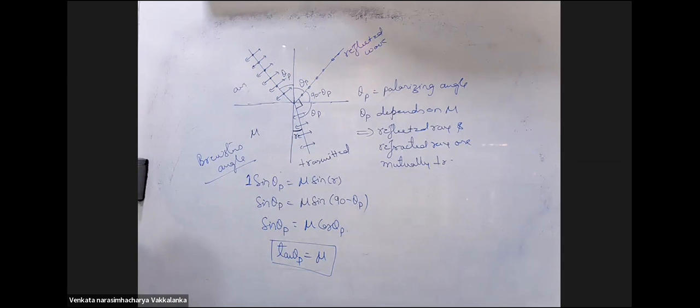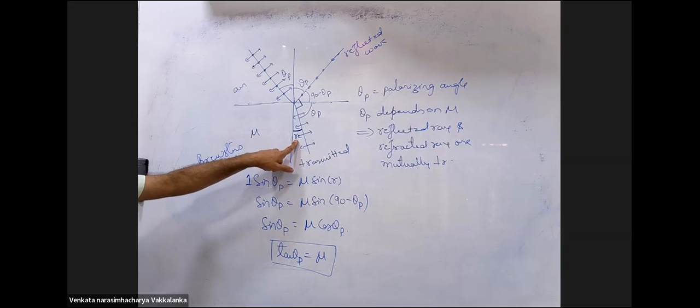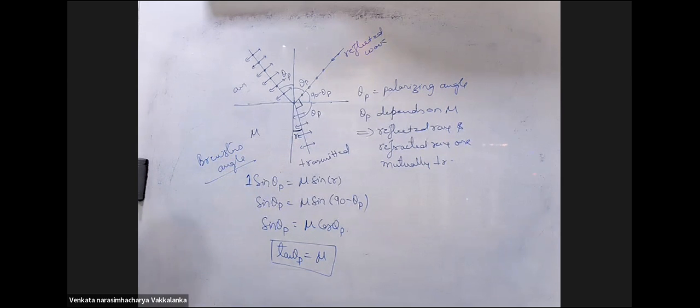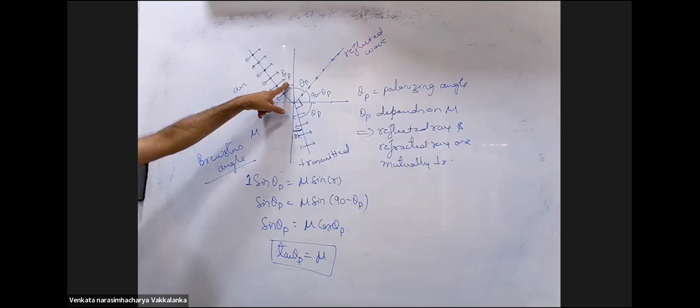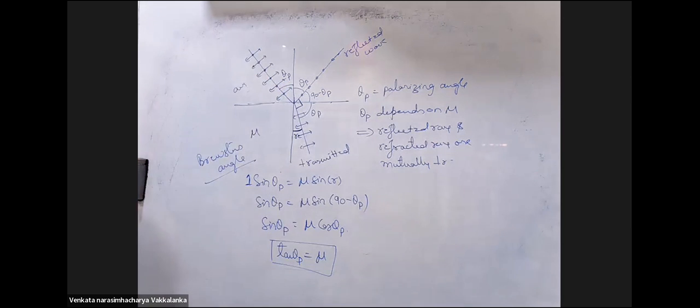Sir, here R is the Brewster's angle, right? R is the angle of refraction. Sir, so what is Brewster's angle? Brewster's angle is theta p. Theta p is the angle of incidence at which the wave is completely polarized. Okay, sir.